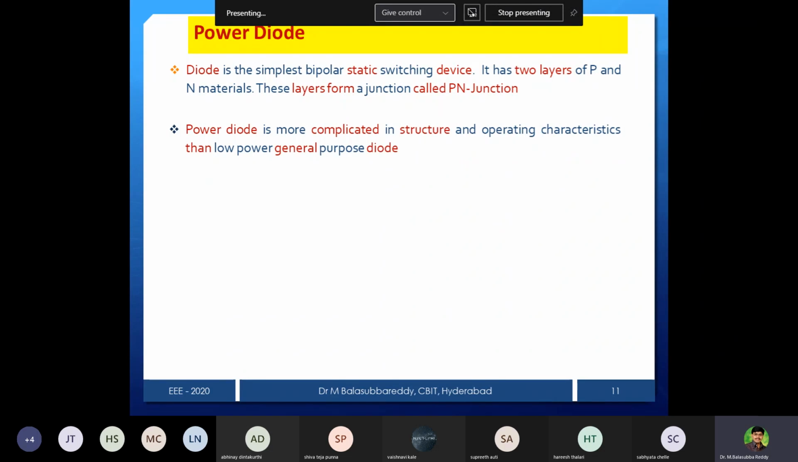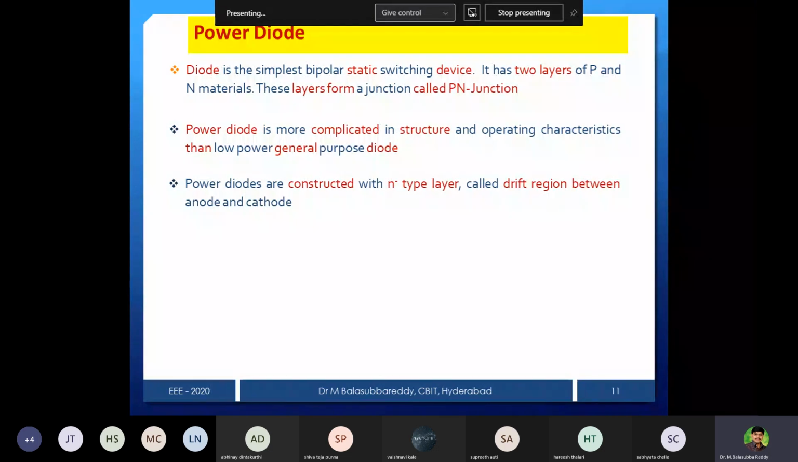Compared to general purpose diodes, power diodes are more complicated in structure. The reason is we intentionally add one more layer there, and the operating characteristics are also different from the low power general purpose diodes. So this will be a little bit different, and power diodes are constructed with an N minus layer, that is a drift region, in between the anode and cathode.